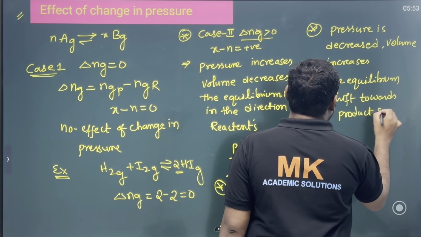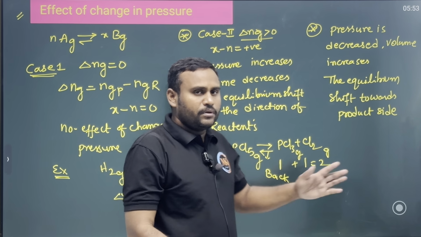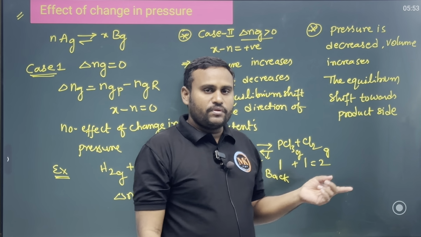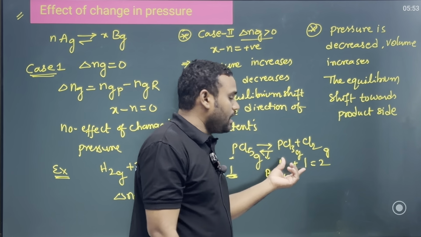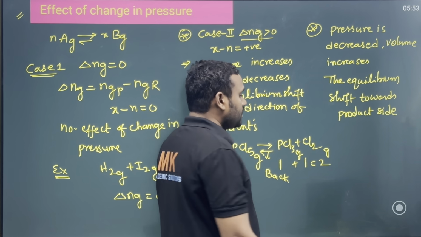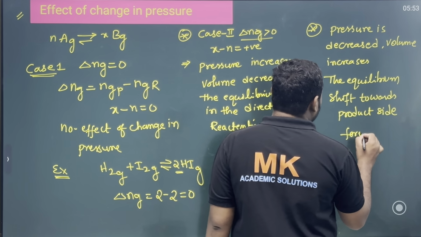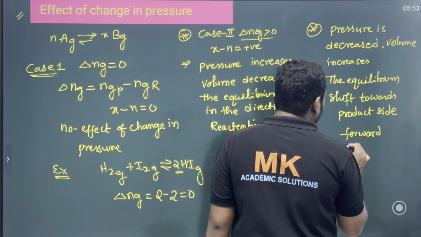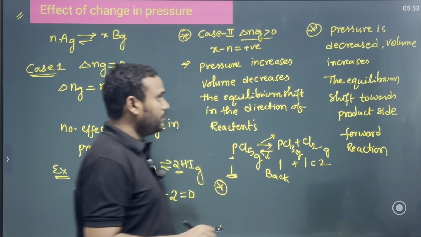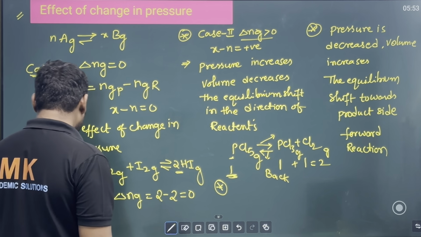Towards the product side. Why? Because if pressure decreases, volume increases, so much volume is there to occupy. So in which direction are we having more number of moles? On the product side we are having more number of moles. So that's why the equilibrium shifts towards the product side. Product side means the forward reaction is going to take place, if pressure is going to be decreased.